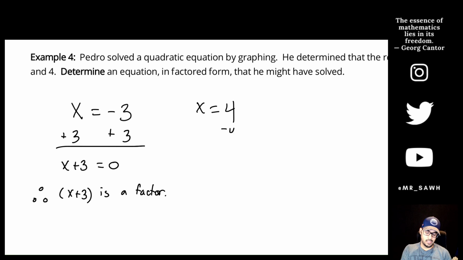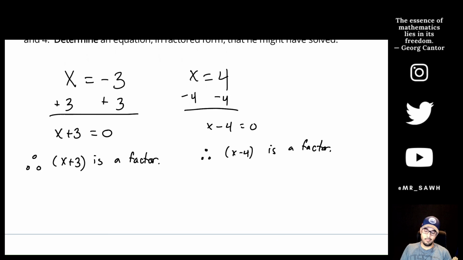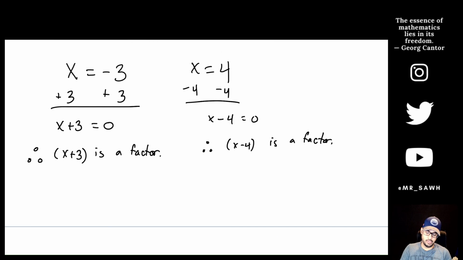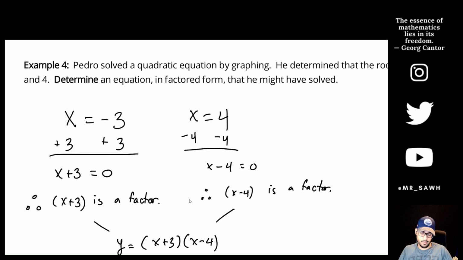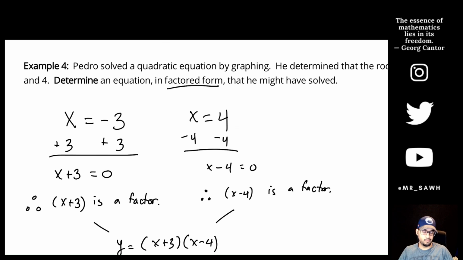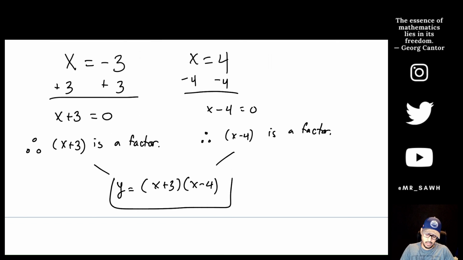So for the second one, the same rules apply. So now I know that x minus 4 is 0. So therefore, x minus 4 is a factor. And factors are things that, if I multiply them together, give me an original expression. So one possible equation could be x plus 3 multiplied with x minus 4. This is the factored form. Determine in factored form what he might have solved. So it could have been this, and I'm done.